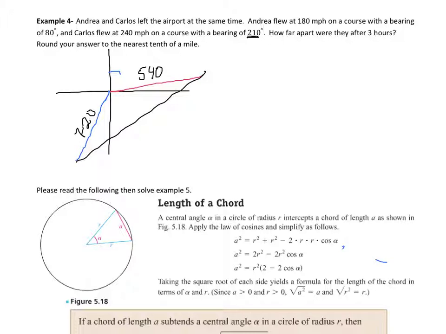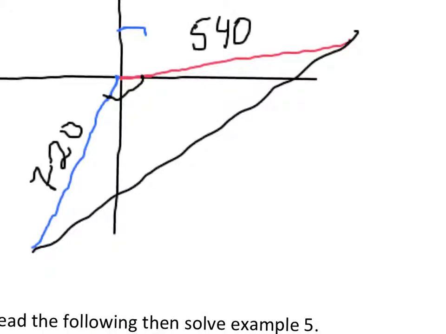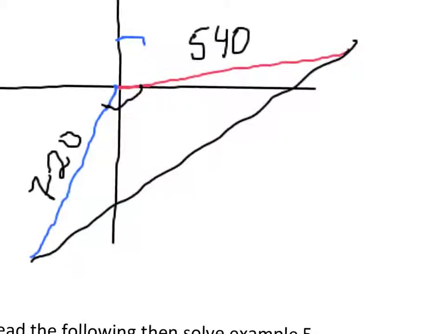And the easiest angle to find is this angle right here. Okay, so with this angle, since Andrea's bearing is 80, we know this little part of our angle is 10 degrees. And then we know from the x-axis to the y-axis is 90 degrees. And now since the blue line, Carlos, is 210, we know this little part here is 30. So if we add all those up, we get 130 degrees for that angle.